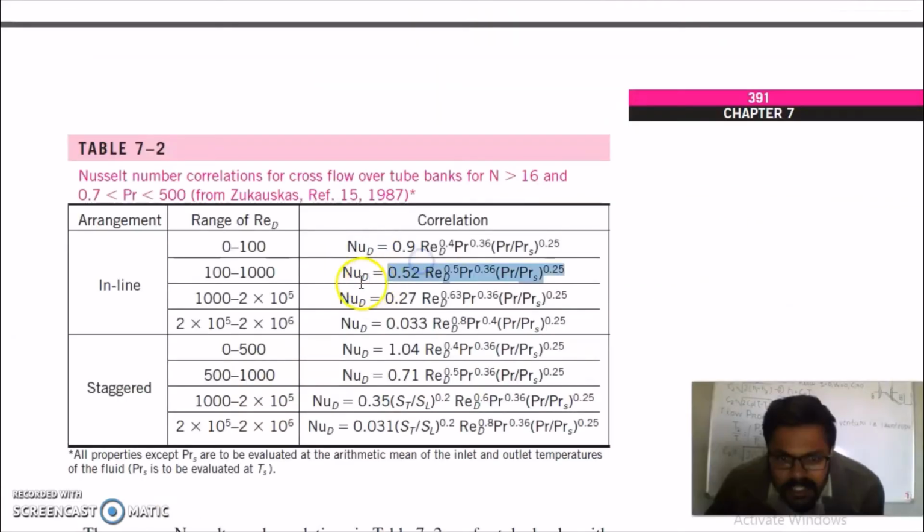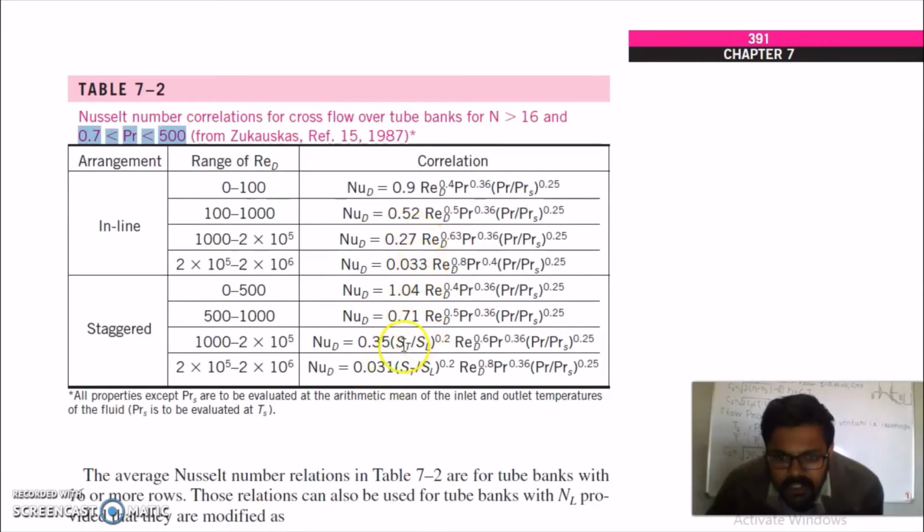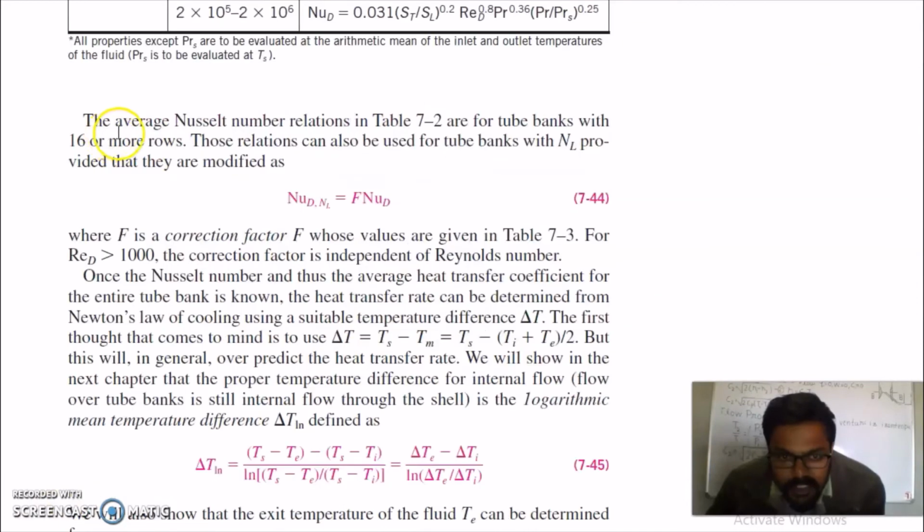So these are the Nusselt number relations for inline and staggered cross flow over tube banks where NL is greater than 16 and the Prandtl number lies in this range. So these correlations are used to calculate the heat transfer. The average Nusselt number relations are for tube banks with 16 or more tubes, more rows. These relations can also be used for tubes with NL less than 16, provided they are modified as follows.